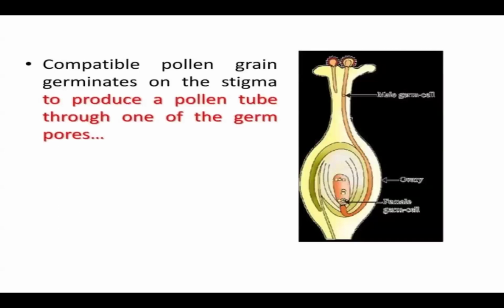The compatible pollen grains germinate on the stigma to produce a pollen tube through one of the germ pores. Remember, when we discussed the germ pore, we said that from there the pollen tube will elongate. The germ pore was a small, tiny pore in the pollen grain, from where the elongation of the pollen tube will take place.